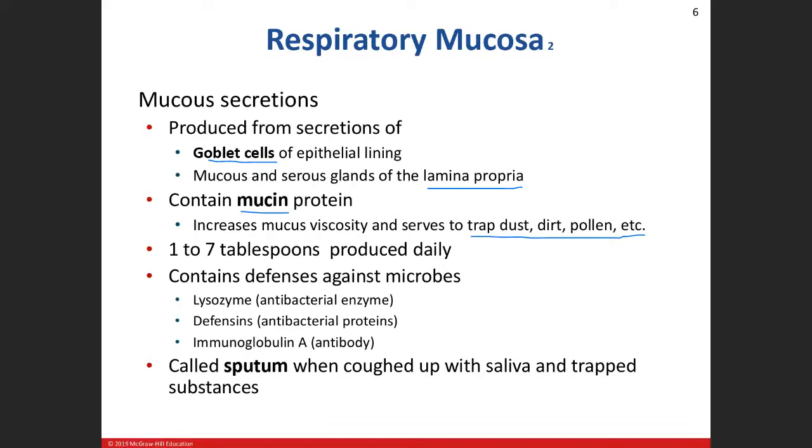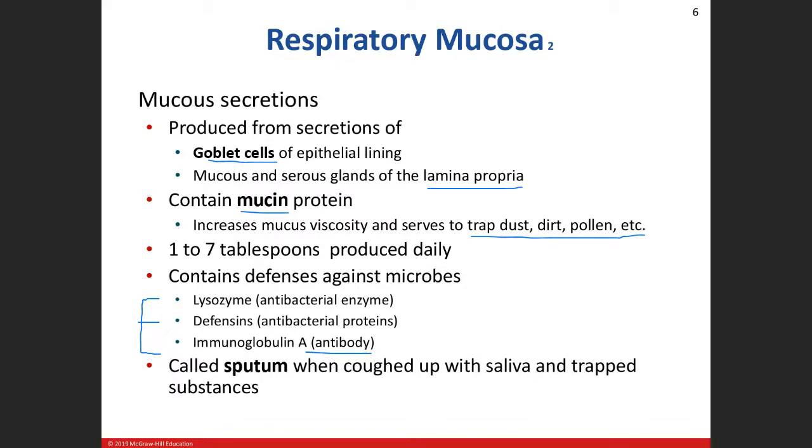Whereas at the same time, if any infectious agents infiltrate, well, guess what? Here it is again: lysozyme, defensins, and then our antibody IgA. All right, that's located all in that mucus, in that line, that first line of defense here.